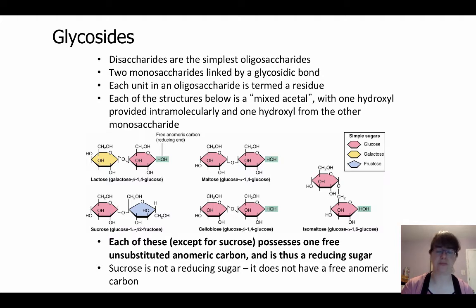as a residue. When we look below, these are all mixed acetals, where you have one hydroxyl provided intramolecularly and one from the other monosaccharide. And as you look at these, what you'll notice is that most of them are using the anomeric carbon, or the carbon that was originally the carbonyl carbon before it was cyclized. So you have that first carbon, the anomeric carbon, and then it's using some other carbon of the other sugar, except for sucrose.